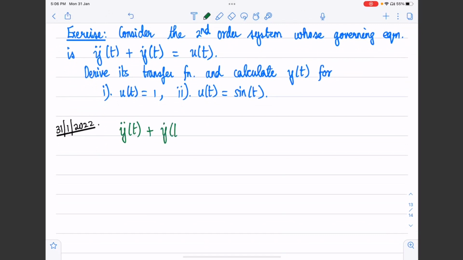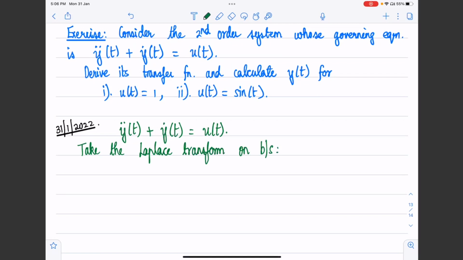The governing equation is y double dot of t plus y dot of t equal to u of t. And how do we get the transfer function? We take the Laplace transform on both sides, and then we apply zero initial conditions to get the transfer function. Right? So let's do it once.